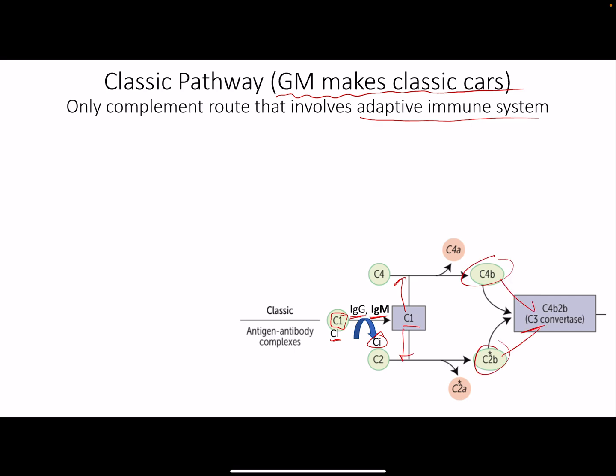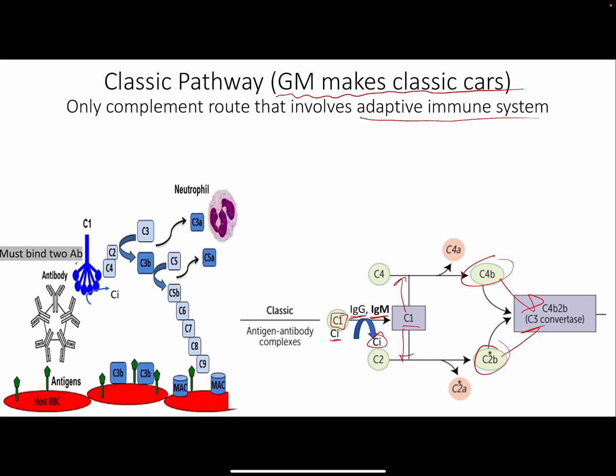These things can team up, make a C3 convertase. What does that do? It does exactly what it sounds like. It cleaves C3 into C3b. What does C3b do? C3b turns C5 into C5b. It also cleaves off the C5a, which is helpful for recruitment of neutrophils and chemotaxis. But the C5b is then going to go ahead and help make the MAC complex.